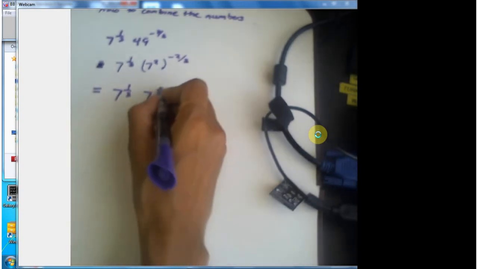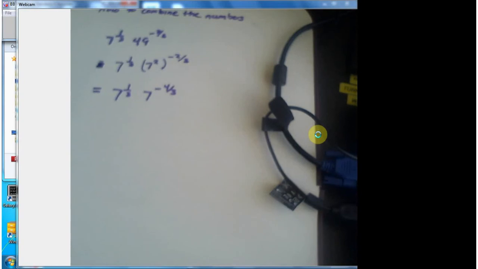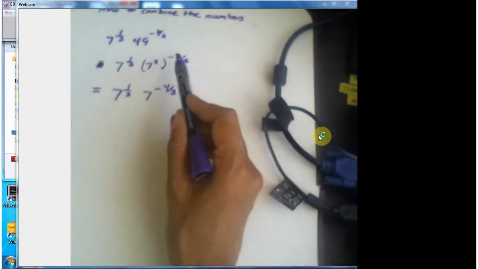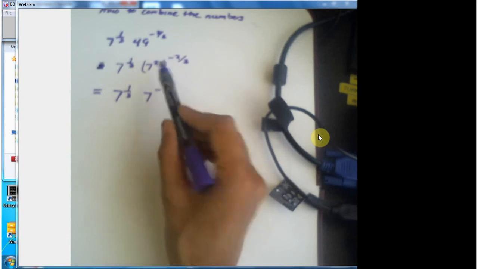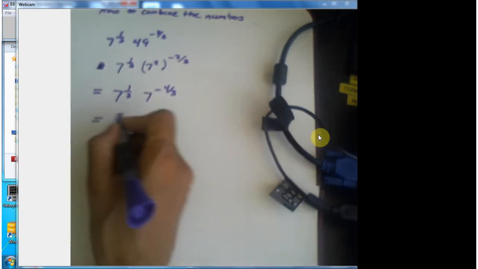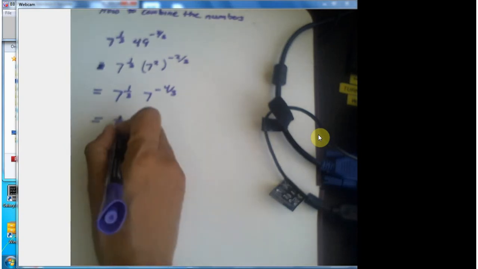I'm on autopilot. I apply these rules so much. So this minus 4/3 came from multiplying the exponents here. So I'm applying the rule that says multiply the exponents. That's all I'm doing. And so now this is this rule right here: b to the m times b to the n. So I just add the exponents.